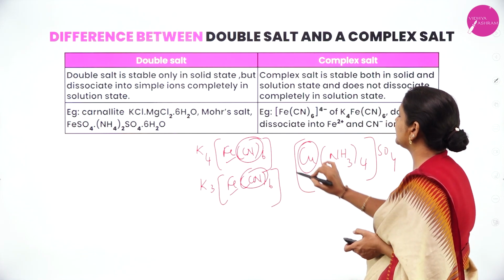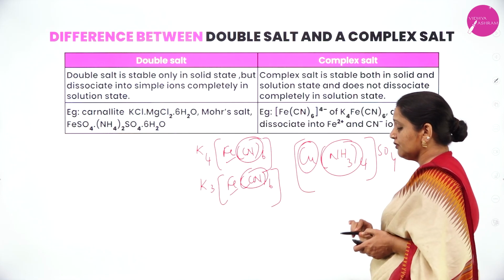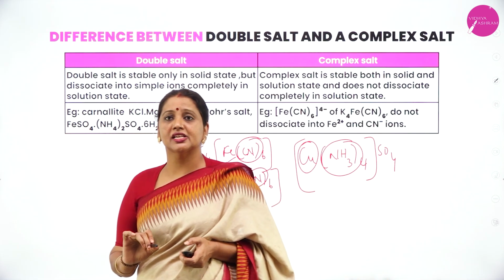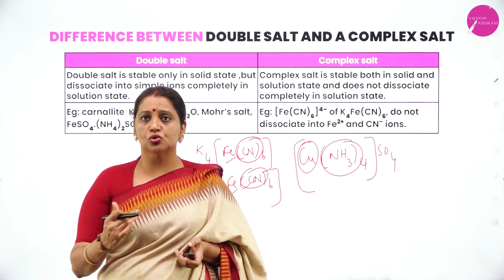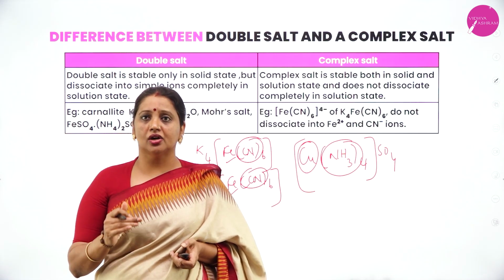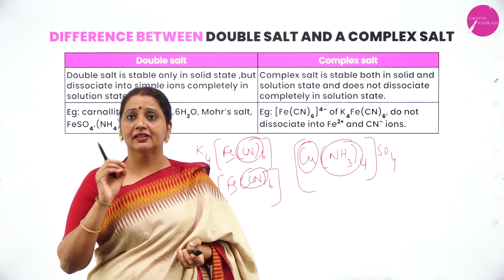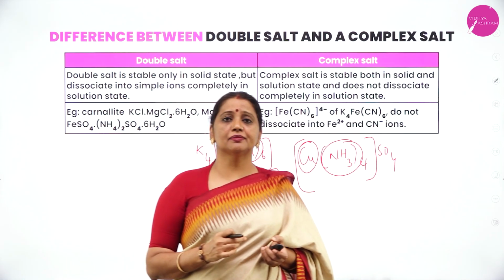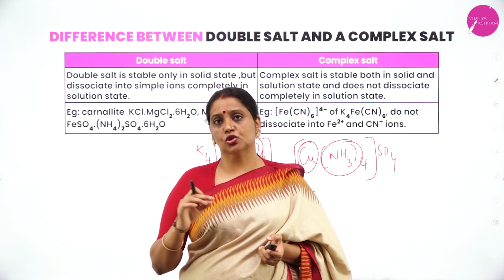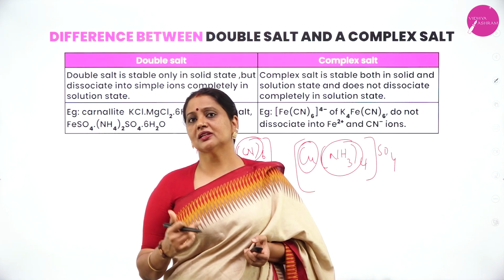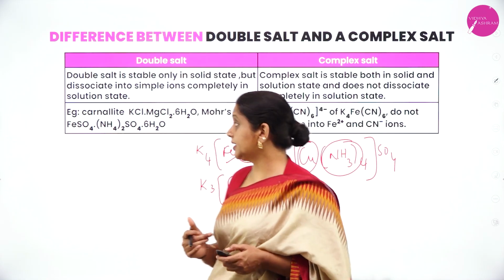Here the central metal atom is copper. It is surrounded by 4 ammonia molecules. Ammonia is a neutral molecule. In the first two cases, the ligands are ions. In the third case, the ligand is a neutral molecule. In the first two cases, the central metal atom is iron. In the third case, that is in cuprammonium sulfate, the central metal atom or ion is copper.